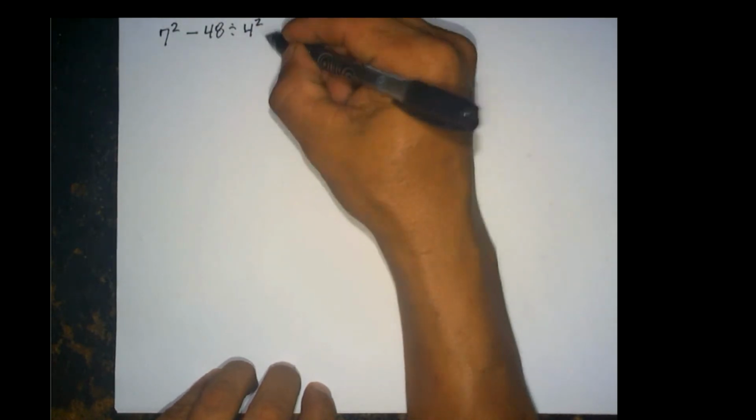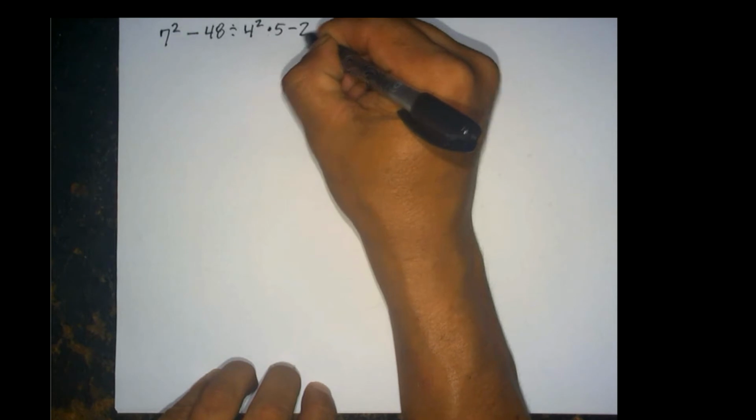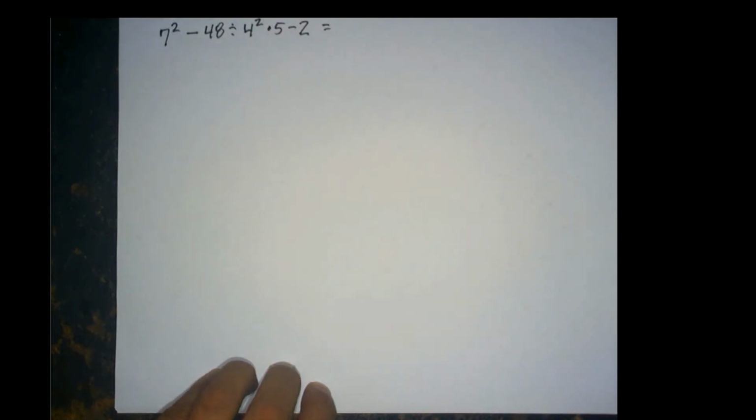And I get a little bit more fair on this one. Seven squared. Make sure I'm on the screen up here. I am. Okay. 7 squared minus 48 divided by 4 squared times 5 minus 2. Okay.